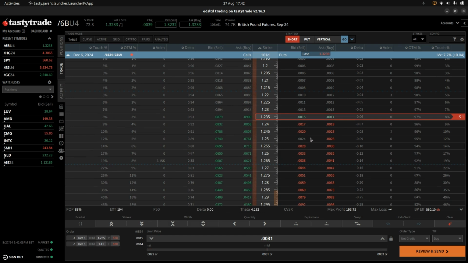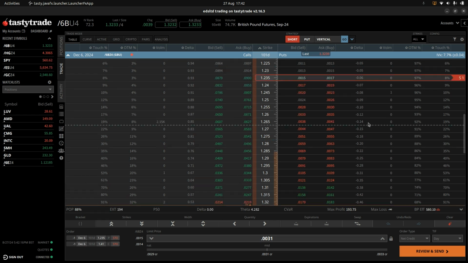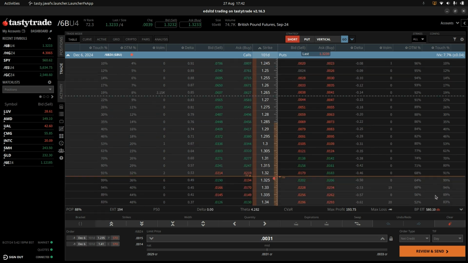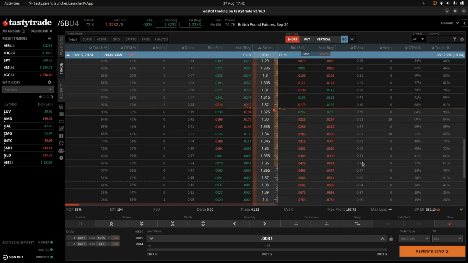So what we can see here is that in the last example, we would have had to put up $1,300. In this example, we only need to put up $580. We could collect just under $200 up front, but we only need to put up about $580. So the numbers aren't that different.